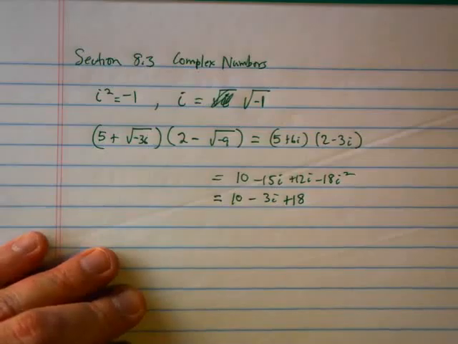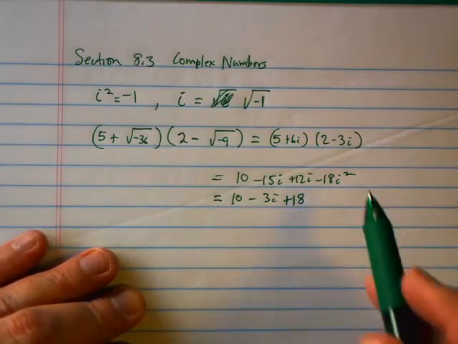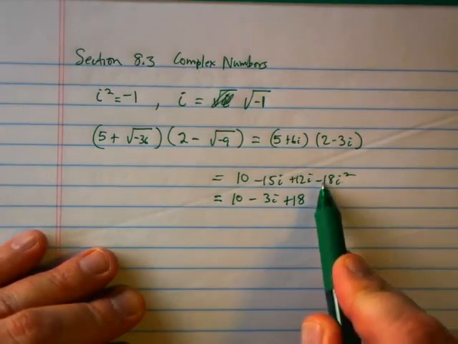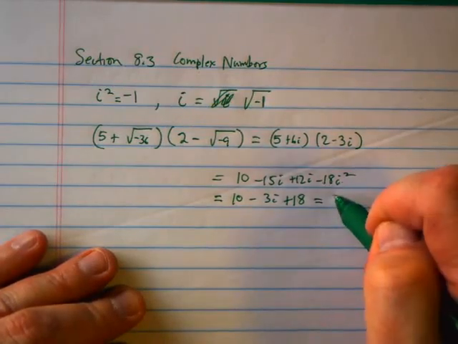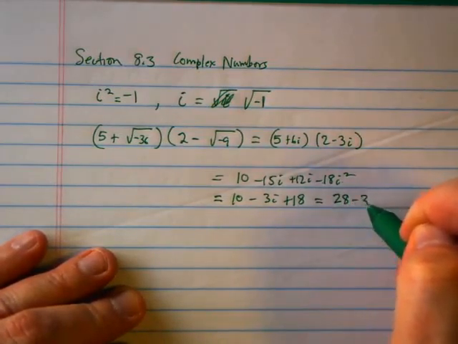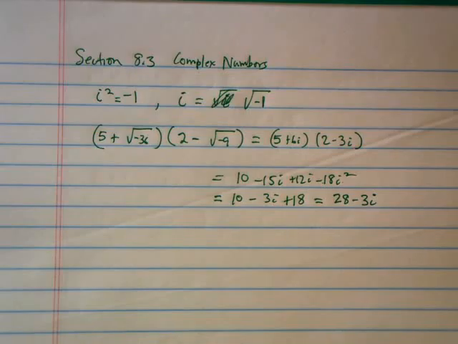Why did that become plus 18? I squared is negative 1, so it's a negative and a negative. That makes it a positive. Final answer, 28 minus 3i.